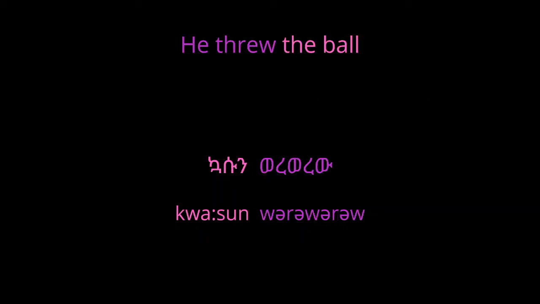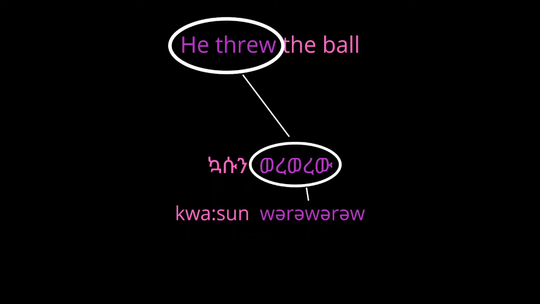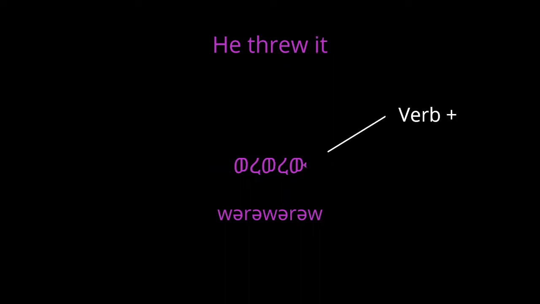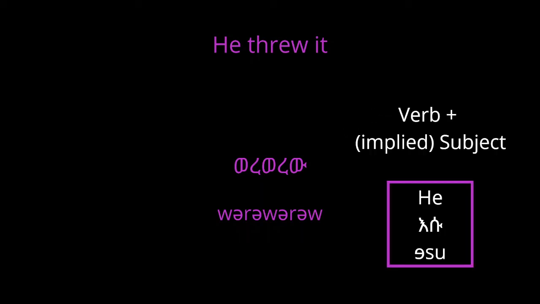He threw the ball. ኳሱን ወረወረው. Again, we're not using a pronoun. The verb ወረወረው means he threw it. ወረወረው on its own means he threw it. And again, the subject is clearly he, እሱ. It's implied in the verb ወረወረው.